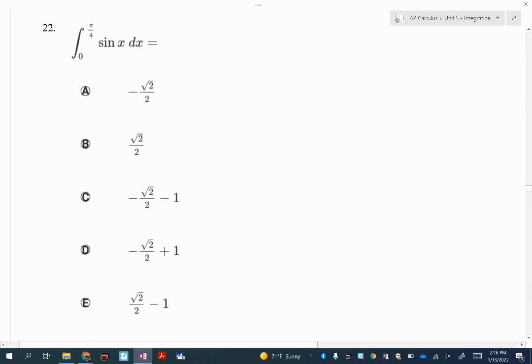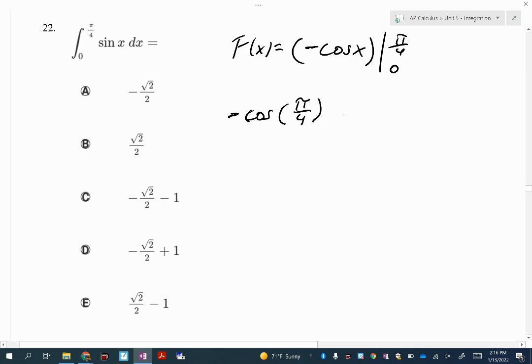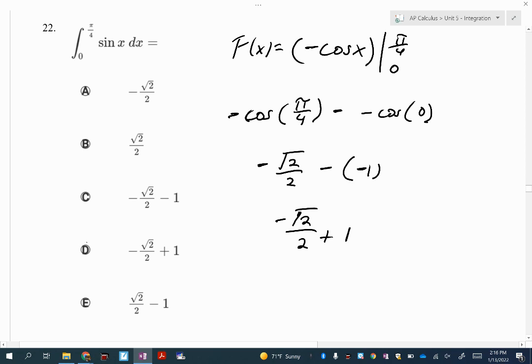Okay, 22. All right, 22 wants the integral of sine. We just did that, right? We just found that antiderivative to be negative cosine of x. And I'm going to evaluate this at pi over 4 and at 0. So negative cosine of pi over 4 minus negative cosine of 0. We just found the cosine of 0. All right, so let's find the cosine of pi over 4. That's the square root of 2 over 2. And then minus the cosine of 0 is 1. So the opposite of 1 is negative 1. You're going to add that eventually. So add 1. So the answer is going to be D.